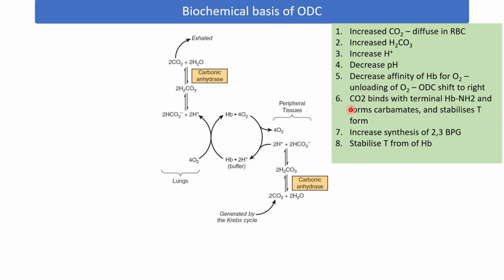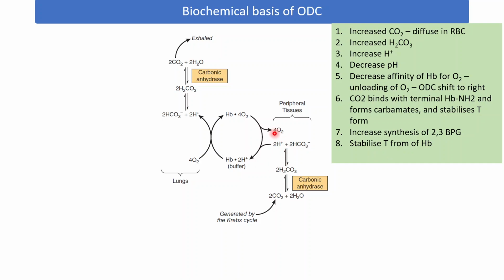Also the carbon dioxide which is produced binds with hemoglobin directly and forms carbamates. So this carbamate also stabilizes the T form, or taut form, that we have seen. Now the hemoglobin is deoxygenated, so salt bridges form, initiated by the carbamates, and the salt bridges begin to stabilize. Also there is acidosis, and acidosis leads to synthesis of 2,3-BPG. So this also stabilizes the T form of hemoglobin.